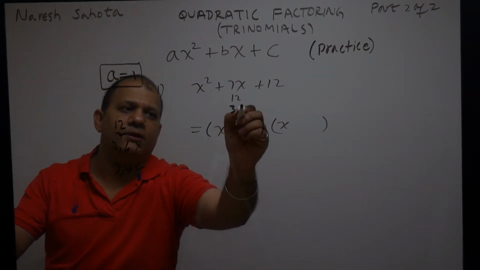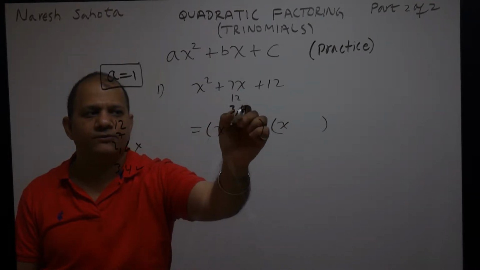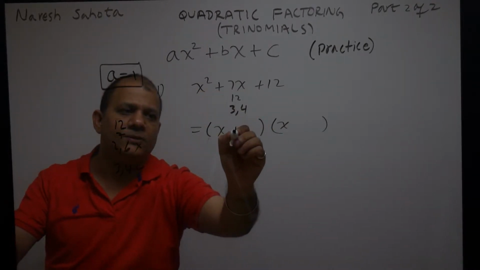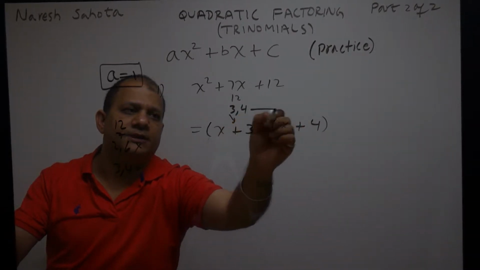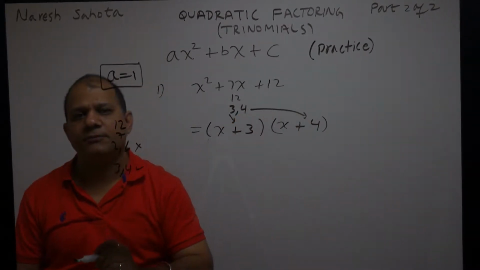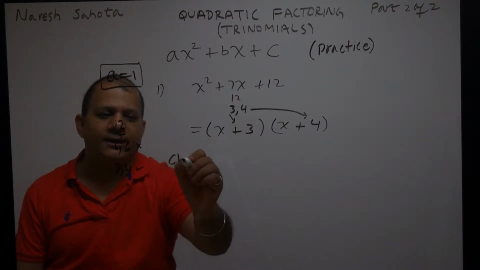So come over here, write 3 and 4. 3 times 4 is 12, 3 plus 4 is 7. So this is plus 3 and this is plus 4. So simply these numbers, they go there, right? And because we're practicing and this is the first question, I will check.